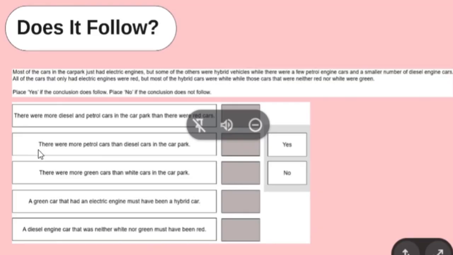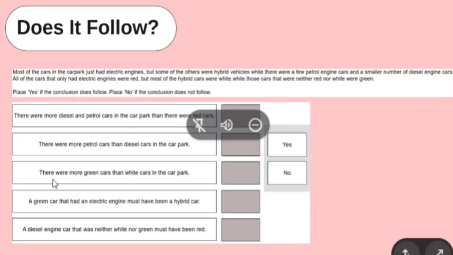Then we move on to the next statement. There were more petrol cars than diesel cars in the car park. Okay, so let's just see. Well, there were a few petrol engine cars and a smaller number of diesel engine cars. Well, right there, that's telling you all you really need. There were a smaller number of diesel engine cars than there were petrol engine cars. So for that one, we put yes.